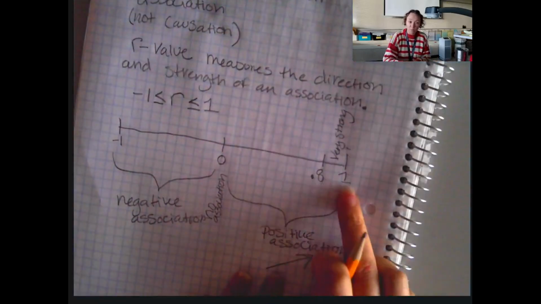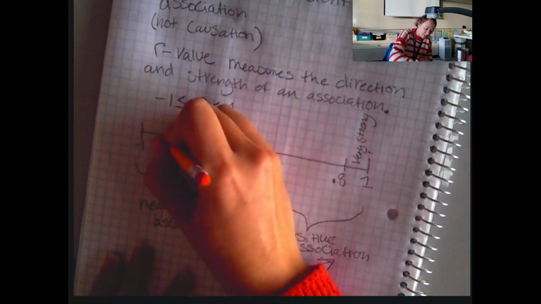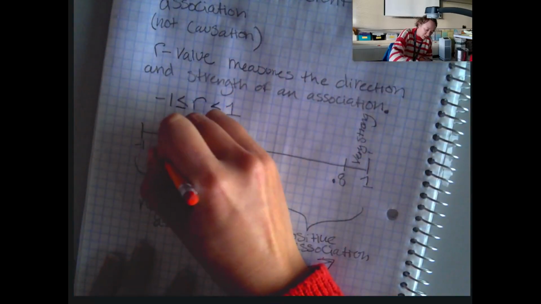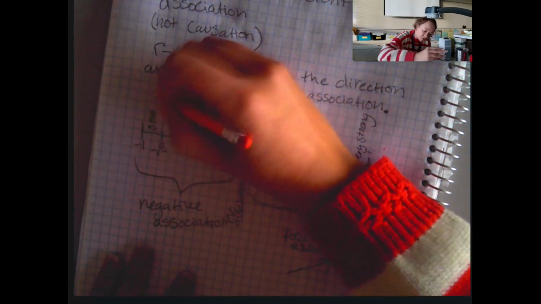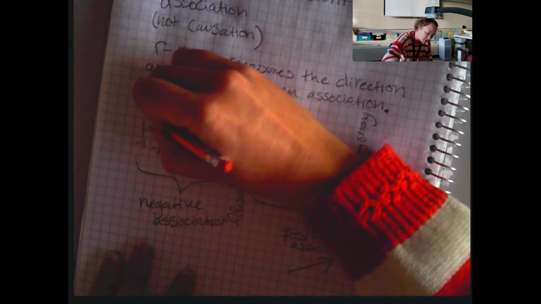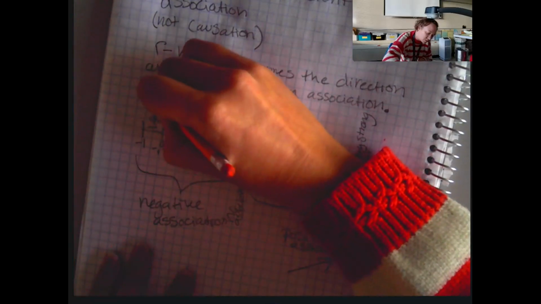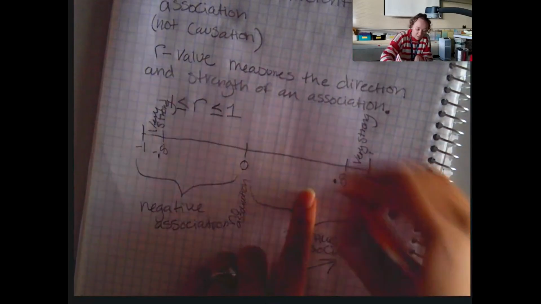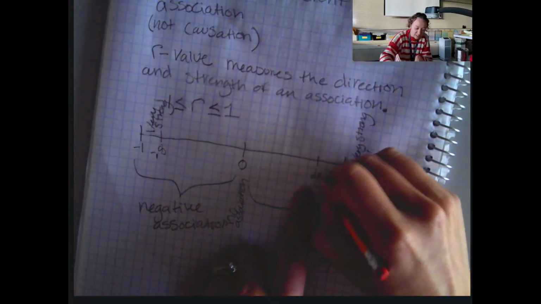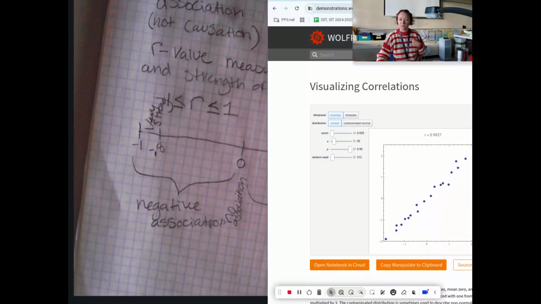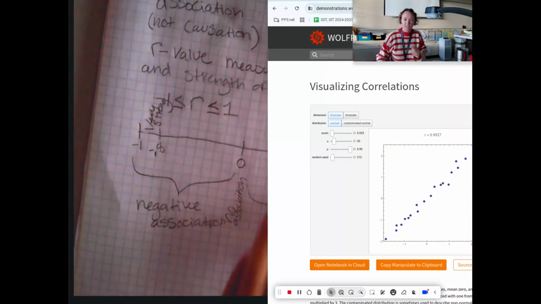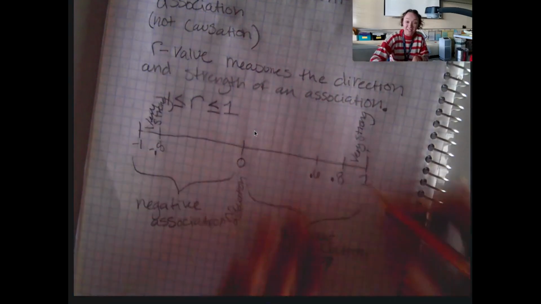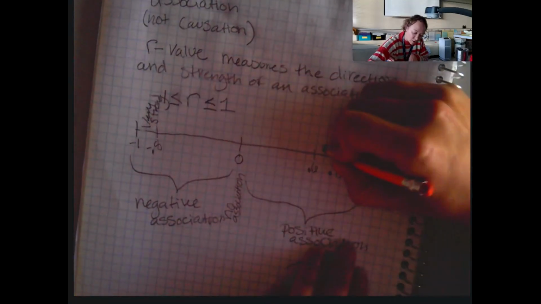Okay, so between 0.8 and 1 would be a very strong association. Same thing on the other side. -0.8 to -1 would also be a very strong association. I'm not sure that we need to write it on both sides, but I will. Okay, and then from 0.6 to 0.8 would be considered a strong association.